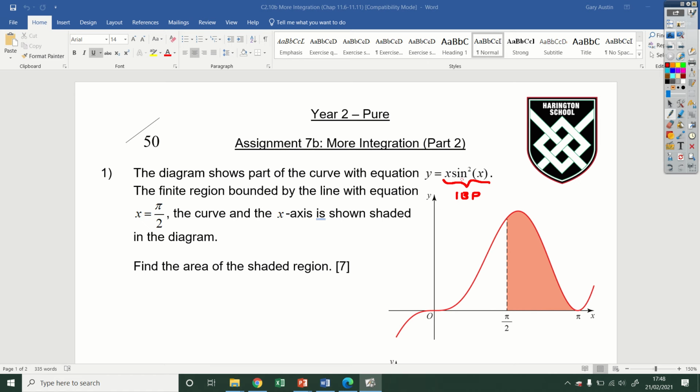Go through this quite carefully. It's going to be quite difficult to integrate sine squared unless you know the trick. So take a look through your notes if you're not sure how to do that. But yeah, 7 marks to get that area there. And keep it in exact form, please, as well, because that's normally what a question is going to want you to do.